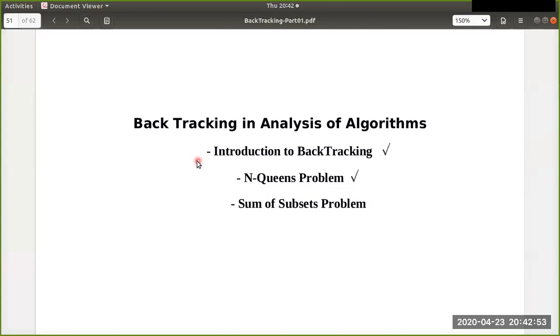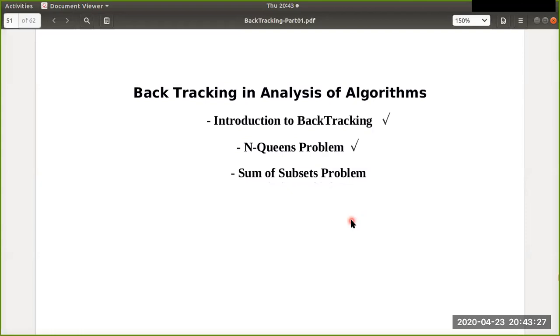In this section, we discuss another important problem, that is sum of subsets by using backtracking in analysis of algorithms. In the previous section we discussed the n-queens problem by using backtracking. Now it is the sum of subsets problem. For this problem also, by constructing the state space tree, you can find the solution by using the backtracking procedure.